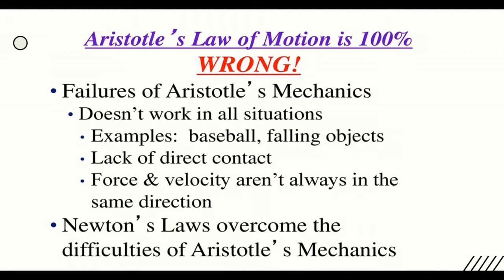We can see why Aristotle's fallacy is not true. It's not applicable to all kinds of situations and objects. Examples include the falling baseball, the lack of direction with contact, and when the object has force and velocity in different directions. But all of this is compensated by Newton's laws of motion. But why was Aristotle's fallacy not working? Let us look into an example with the help of the following clip.